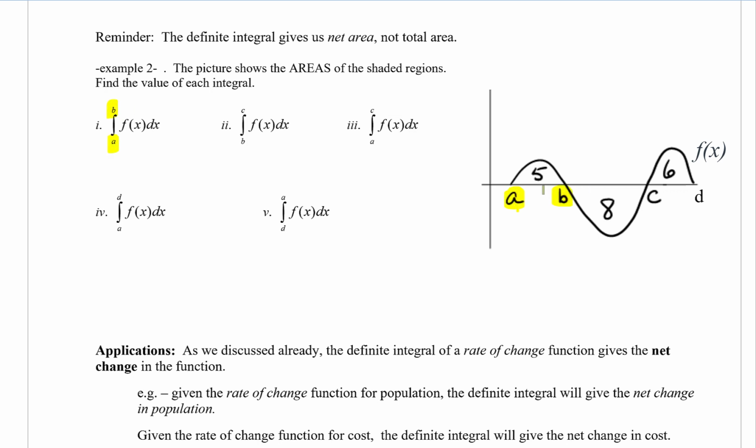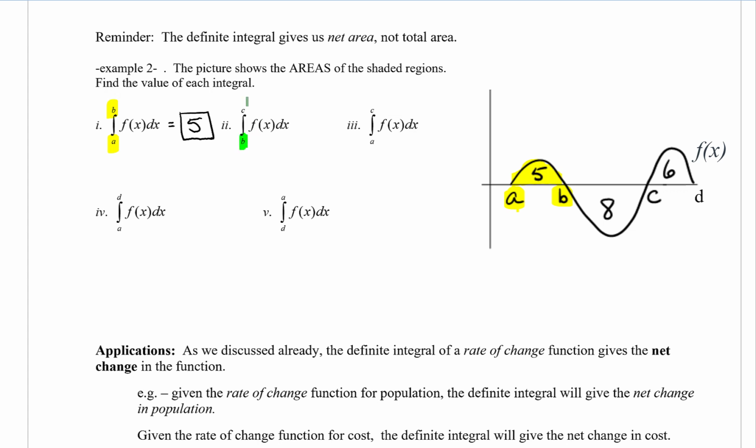I'm going to highlight a and b on the x-axis over here in our graph, and I'm also going to highlight the area that's bounded by the function and the x-axis in between a and b. It's a 5, and it's above the x-axis, therefore it's a positive 5. So we're going to write that this integral is equal to 5. We're going to box that in.